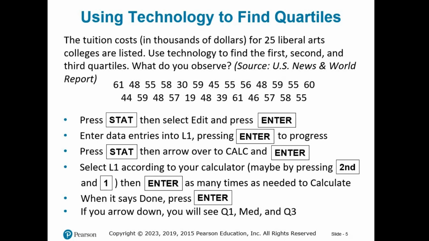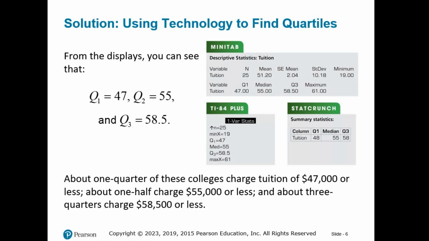Once it has done this, you can press Enter again, and when you arrow down, you can see the values for Q1, median, and Q3. This will come in very handy when you need to find these calculations in the future. Remember, your calculator is your friend. Here's what the display looks like on a couple of different types of technology. It shows us the values for Q1, Q2, or median, and Q3. Q1 is 47, median is 55, and Q3 is 58.5.